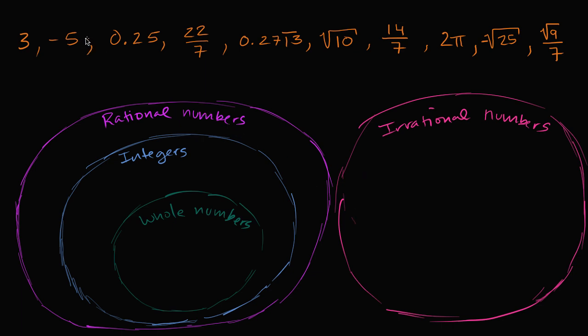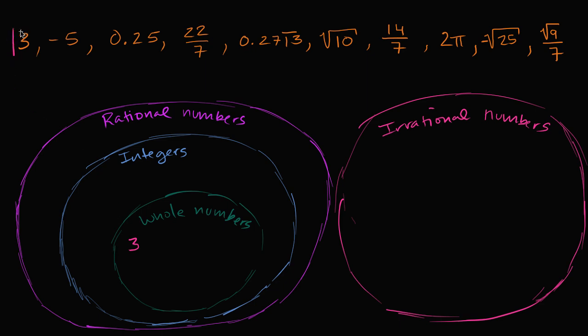And like always, pause the video. See if you can figure out what category these numbers fall into. Where would you put them on this diagram? So let's start off with 3. This is positive 3. It can definitely be represented as a fraction. You could represent it as 3 over 1. But it doesn't have to be represented as a fraction. It literally could be just a 3 right over there. But it's also non-negative. So 3 is a whole number.